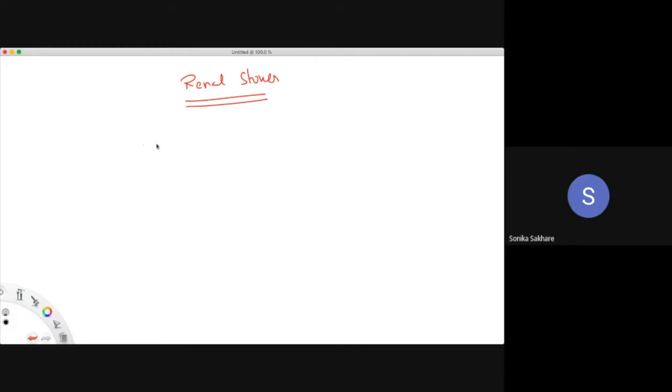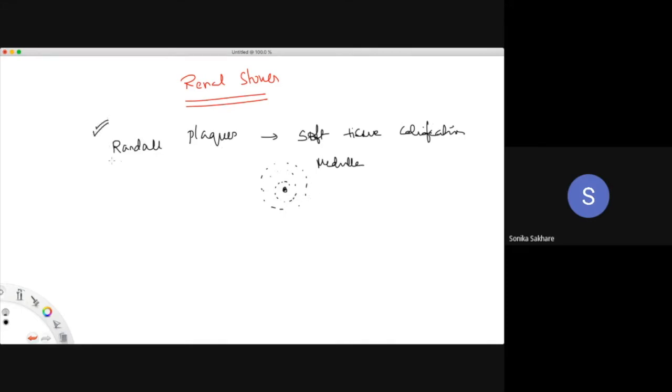There is a term that I want to mention here, that is Randall's plaques. Have you heard about this term? Soft tissue calcification. Yes. Where is this present? The renal medulla. Now, this is going to act as a nucleus because there's already some amount of calcification. It is a nucleus around which further deposition of infection, stones, and bacteria will lead to stone formation. So this is one of the predisposing factors for development of renal stones.